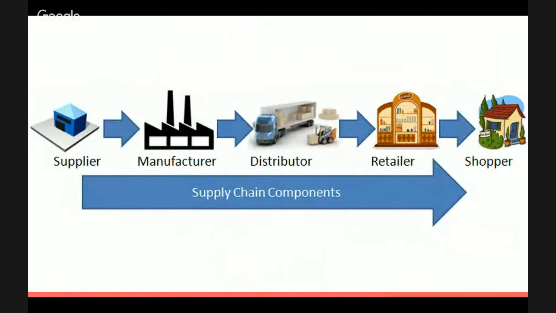And as you can see in this diagram, the product must pass through many different entities before reaching its final destination. First the supplier, then the manufacturer, then the distributor, then the retailer, and finally the shopper.